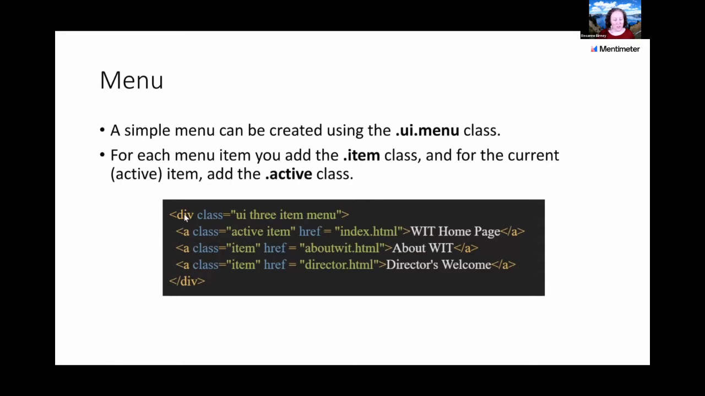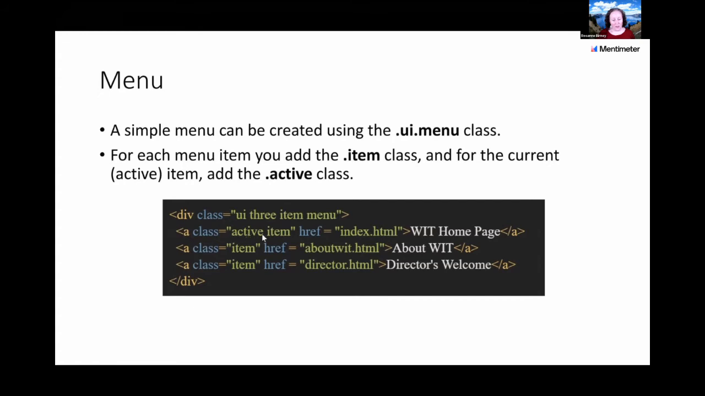But you could probably also put this onto a nav as well, because in the last section, we learned all about using those semantic structural elements like nav and header and footer and so on. So nav would work just as well, and probably actually be a little bit better than just a div. So you could do div class equals UI 3-item menu or nav. And then within that div or nav, you'd have all of your different menu links in there.